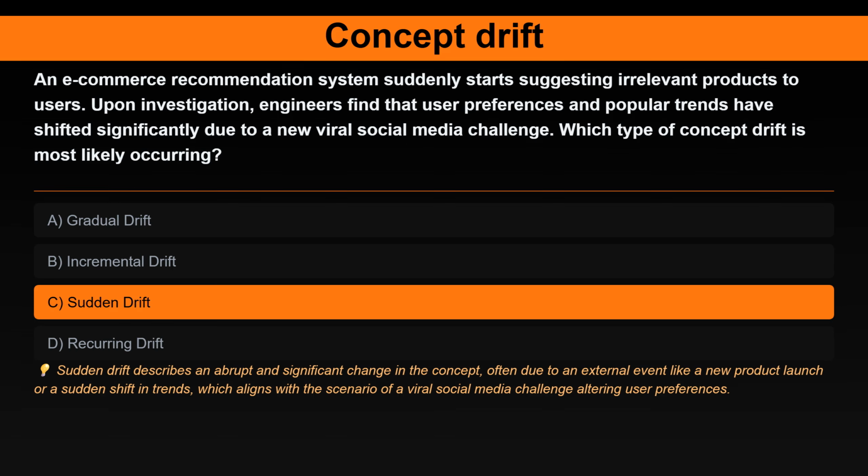The correct answer is sudden drift. Here's the explanation. Sudden drift describes an abrupt and significant change in the concept, often due to an external event like a new product launch, or a sudden shift in trends, which aligns with the scenario of a viral social media challenge altering user preferences.